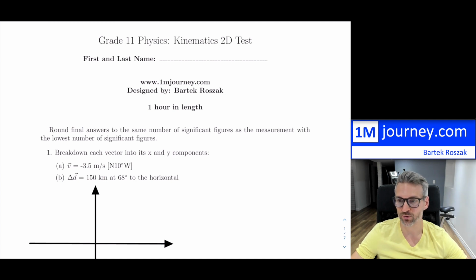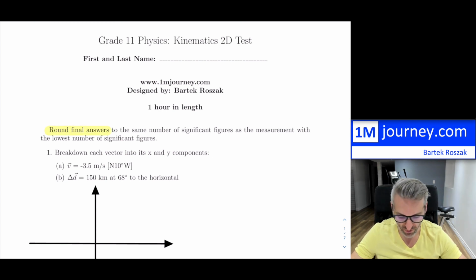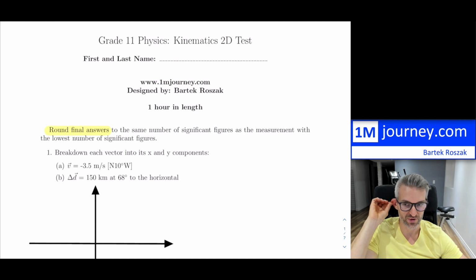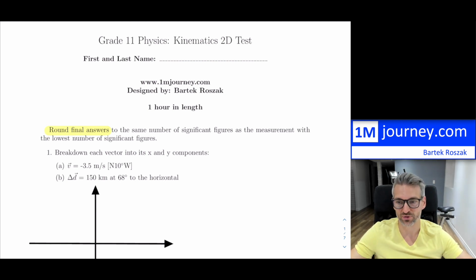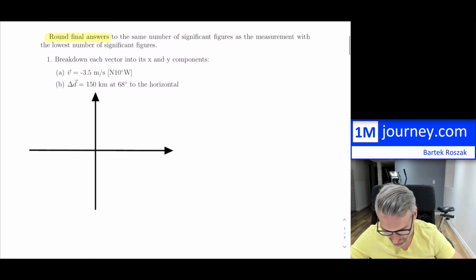Now, one thing with regards to rounding: round your final answers. I'm going to assume I'm rounding to the same number of significant figures as the measurement which has the least number of significant figures. And in the intermediate steps, I'll try to keep several decimals before I start doing the rounding at the end. All right, so question number 1.